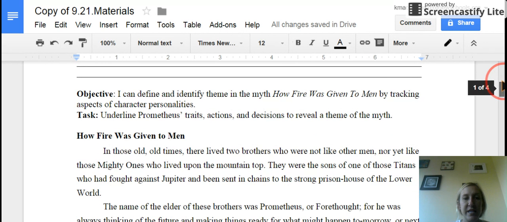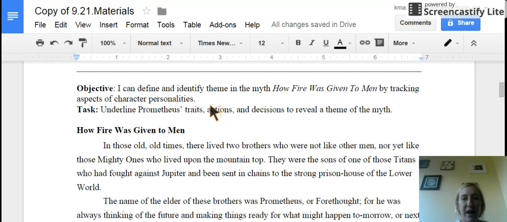Our objective for today is: I can define and identify theme in the myth How Fire Was Given to Men by tracking aspects of character personalities. So looking at how character traits or personalities of characters can help us discover theme. While we read, we're going to underline Prometheus's traits, actions, and decisions to reveal a theme of the myth.